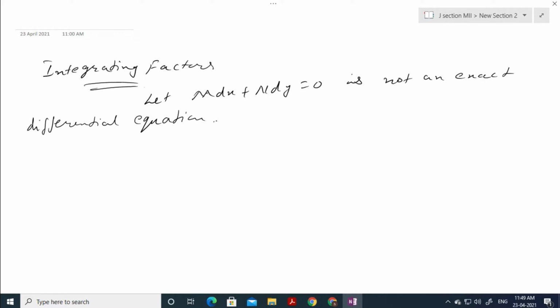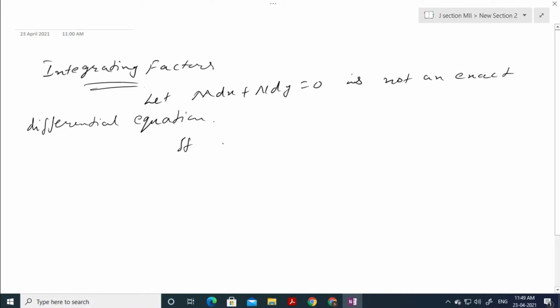Then what we do is, this can be made exact by multiplying it with a suitable function which is non-zero. It can be any function, but it has to be a non-zero function. Such a function, which on multiplying with a non-exact differential equation converts it to an exact differential equation, is called an integrating factor of this differential equation.